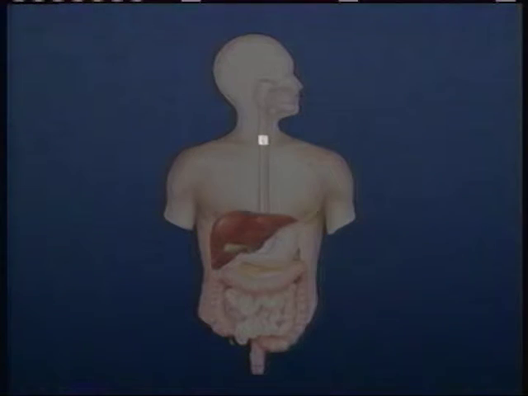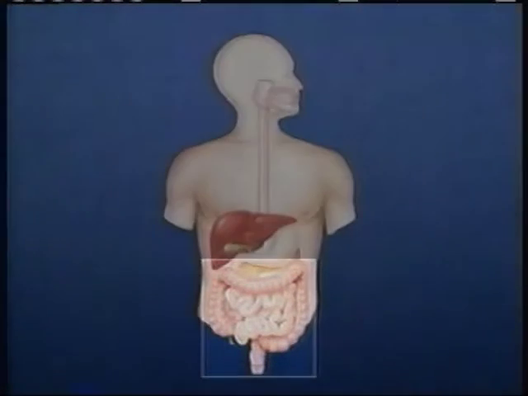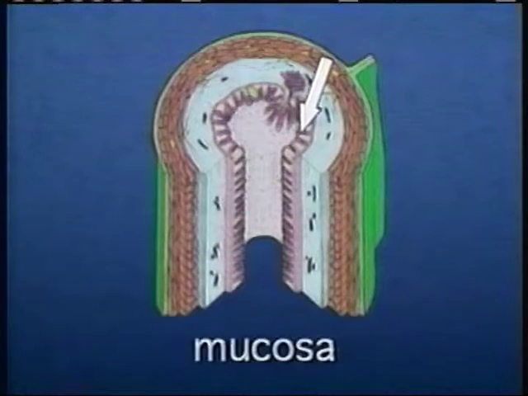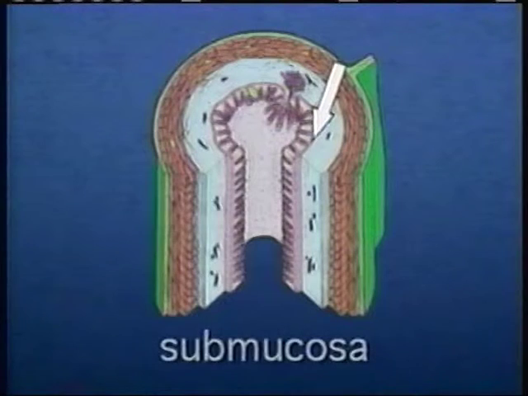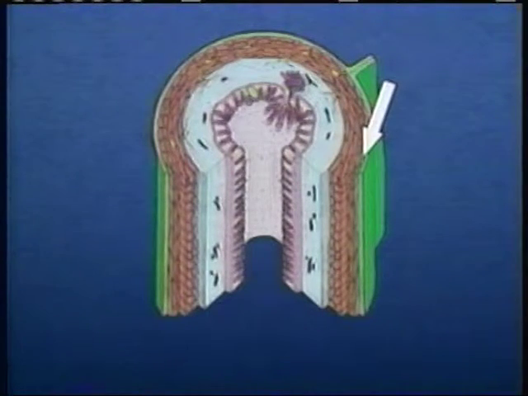As previously described, the gastrointestinal tract is a long tube which is continuous from the mouth to the anal canal. Each region of the GI tract varies in both its structure and function during the digestion of food. The four basic layers of the tract include the mucosa, submucosa, muscularis, and serosa.